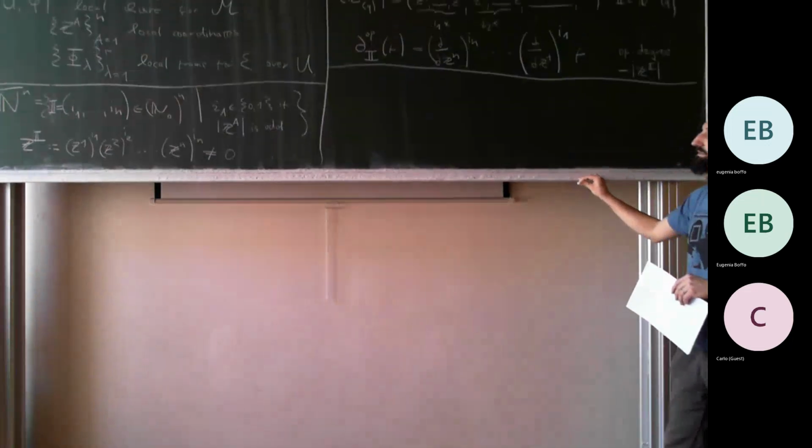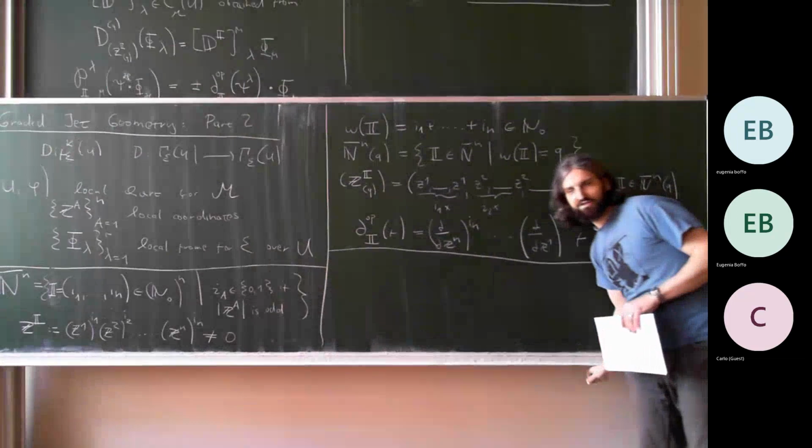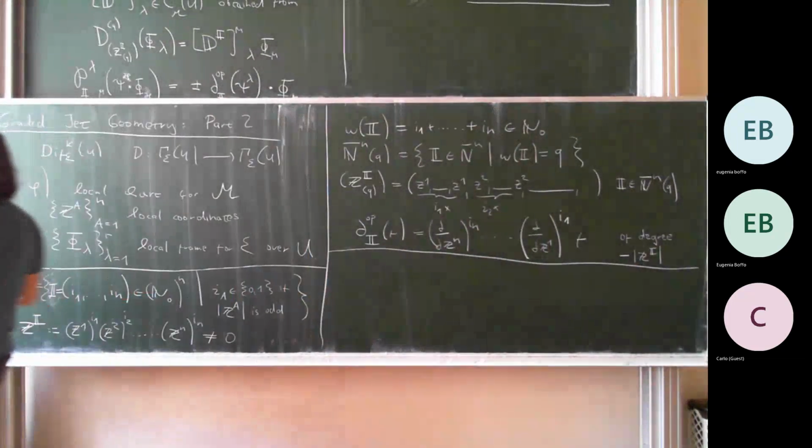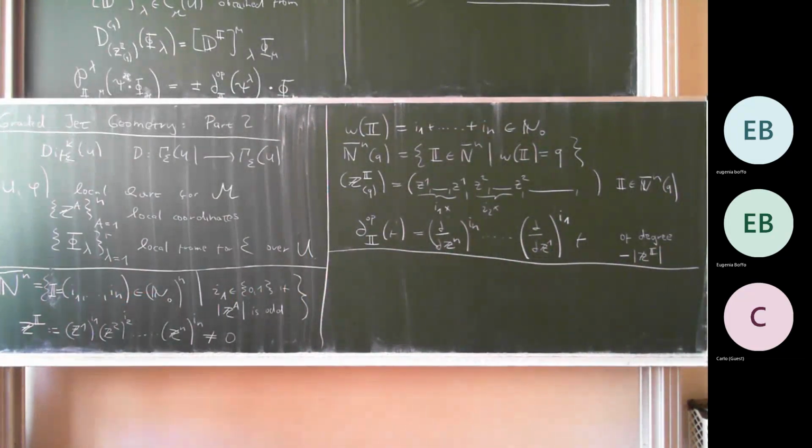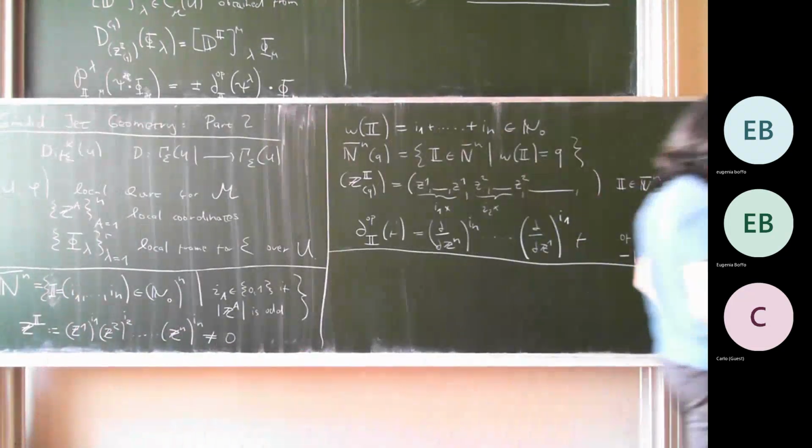Now I can go to graded jet bundles. So this is the first master for it. So say I want to erase my board.